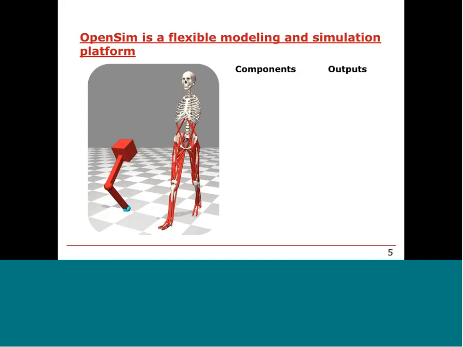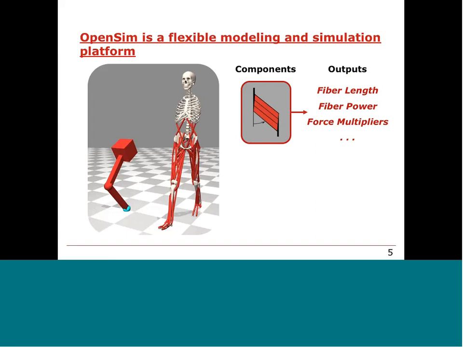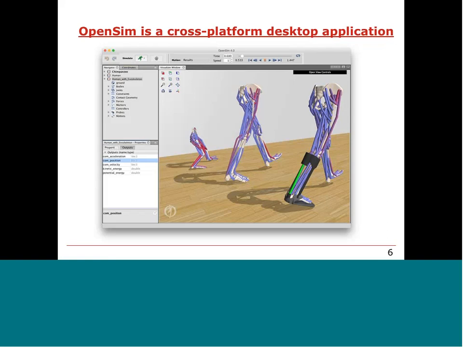For example, one type of what we call a component in OpenSim are the muscles. From a muscle component, you can output things like fiber length, fiber power, force multipliers, and many other quantities during a simulation. Joints are another example of a component in OpenSim. So from joints, you can output their joint reaction forces. You can just ask a joint what are the reaction forces in the joint. These are just a couple more examples of components and outputs from components, and we'll learn a little bit more about this in the demo.